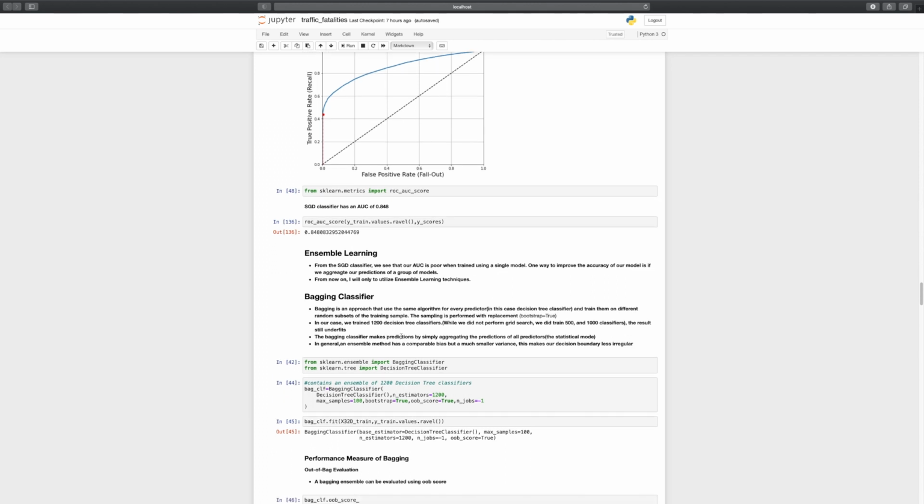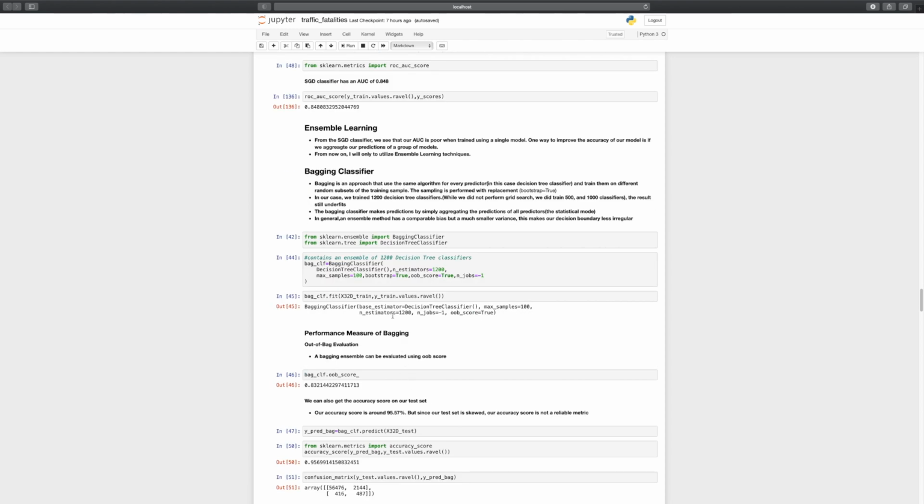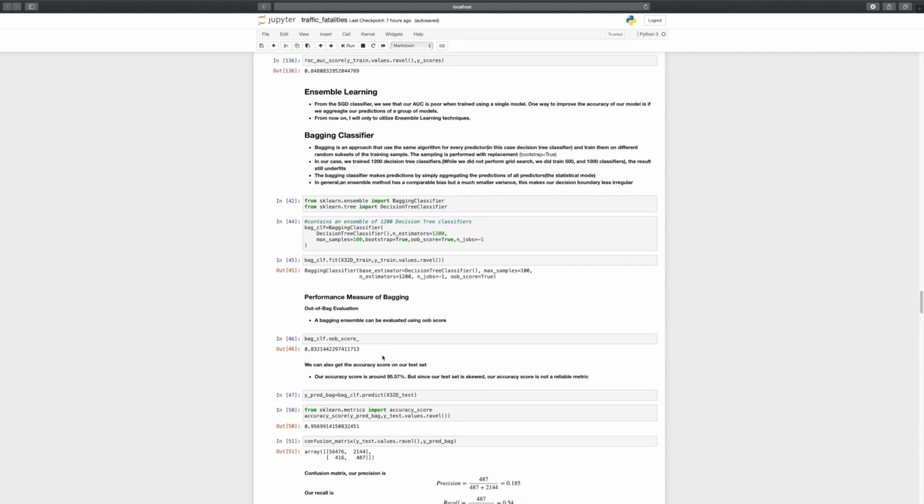In this case, we used 1,200 decision tree classifiers. Well, we did try 500 and 1,000 classifiers, but the results were still underfit. That's why I chose 1,200 classifiers. After we fit the data, let's see the performance of the bagging. One way to look at the performance is to use the out-of-bag score evaluation.